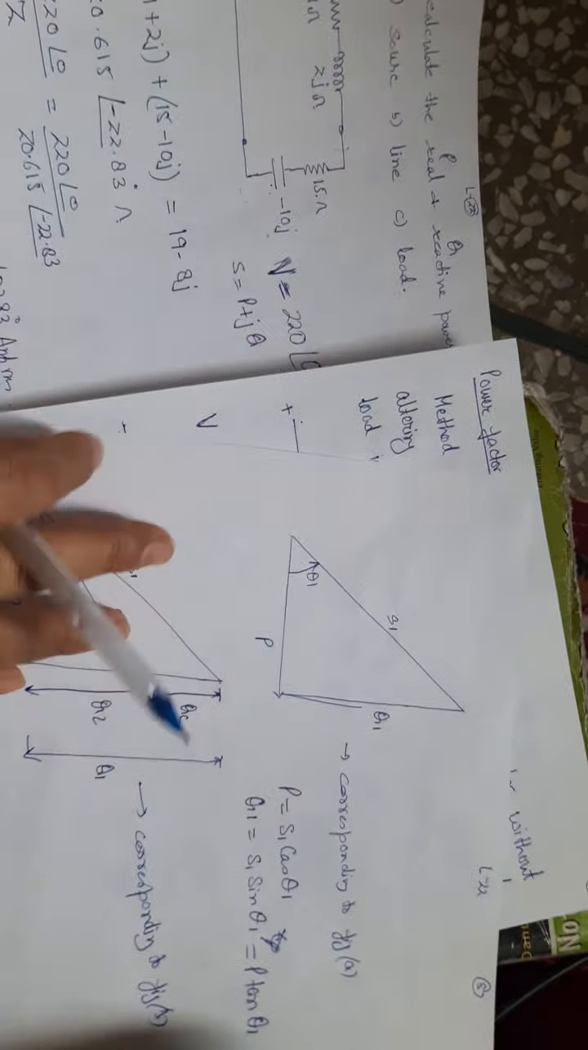Page number 4, where is page number 4? 1, 2, 3. Yes, 4. Pages 1, 2, 3, 4 are completed.